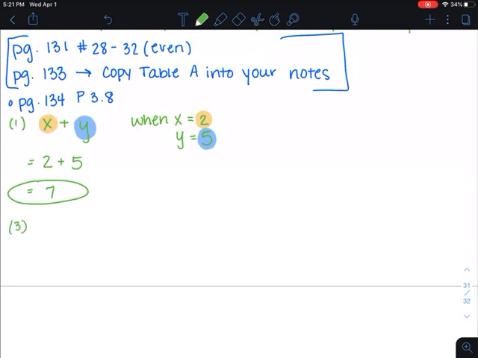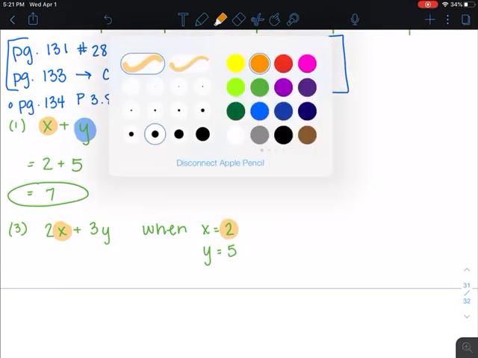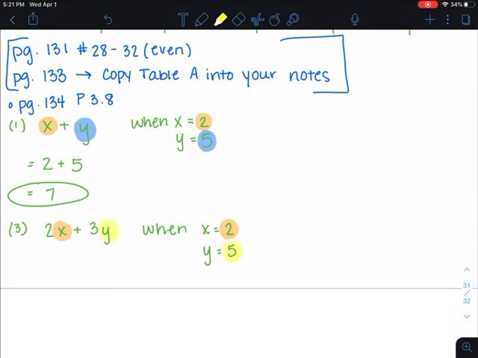Let's look at number 3. Number 3, I have 2x plus 3y. The directions for this number have not changed, so x will still be 2, y will still be 5. So every time I see x, I'm going to plug in a 2, and every time I see y, I'm going to plug in a 5. So I have 2 times 2 plus 3 times 5. At this point in time, make sure you use PEMDAS.